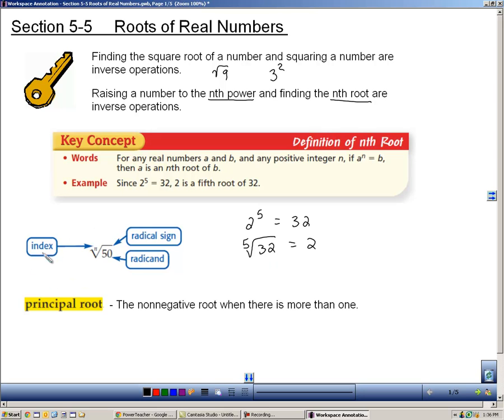A couple of words. The number that's on the outside is called the index. So in this example, my index is a 5. The radical sign is what it always is. And the number underneath is called the radicand. So in this case, the 32 is the radicand.